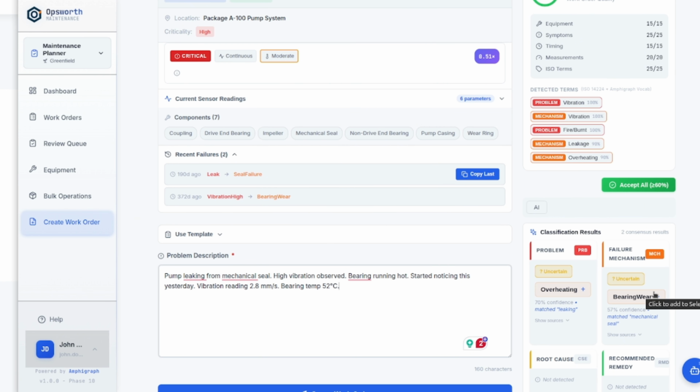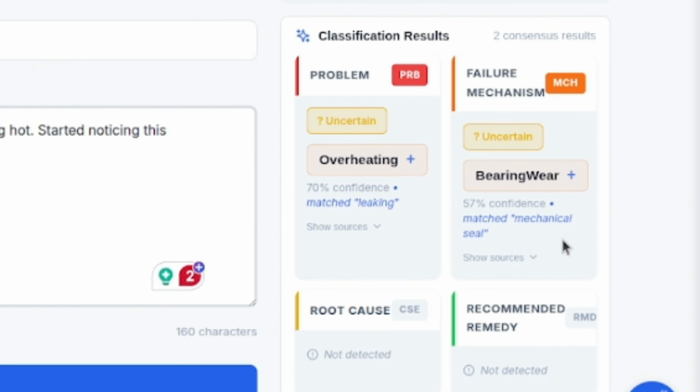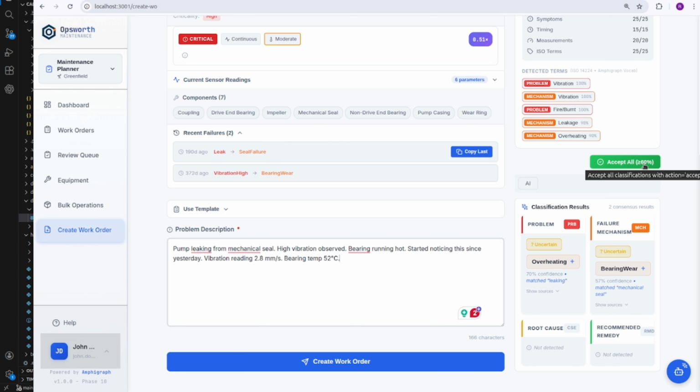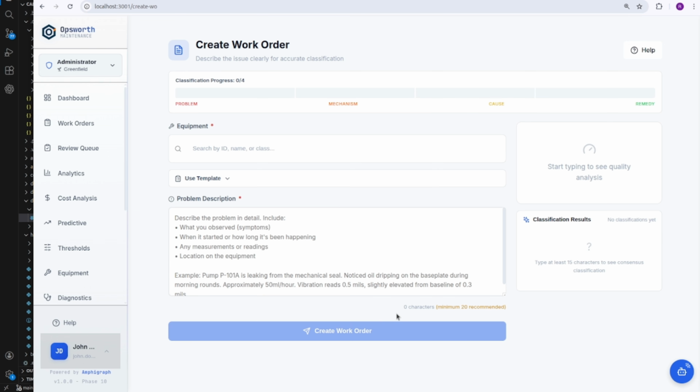Now you have everything: operating context, live sensor data, intelligent classification, component hierarchy, failure history. One click accepts the high-confidence classifications. One click creates the work order. And that work order carries all of this context with it, not buried in a notes field, structured, searchable, auditable.